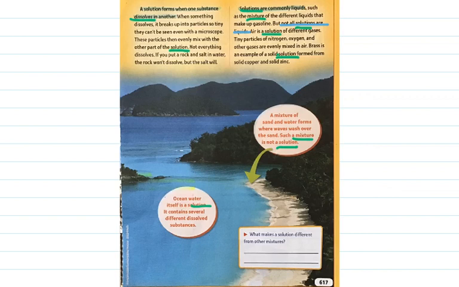So, let's look at the white box at the bottom of page 617. I want you to put a star by it. And I want you to write the letters CS for complete sentence. So, what makes a solution different from other mixtures? Okay, so think back. A solution is when things are evenly mixed throughout. Okay? Okie dokie. Bear with me here. We're almost done, I promise.